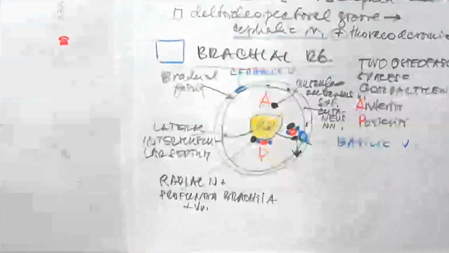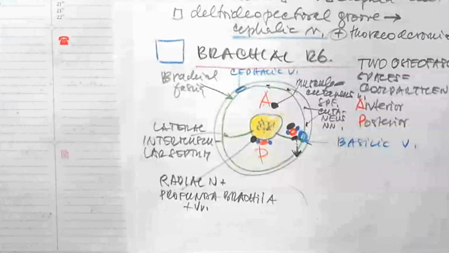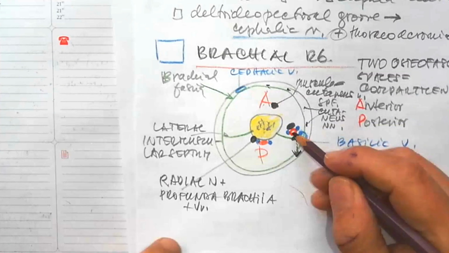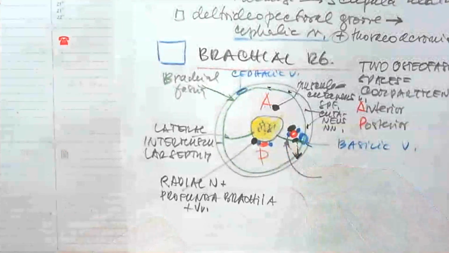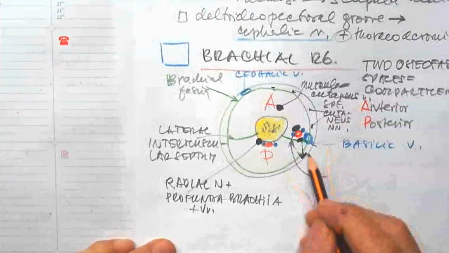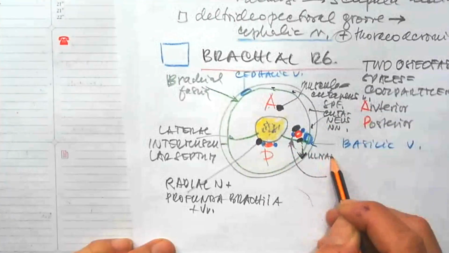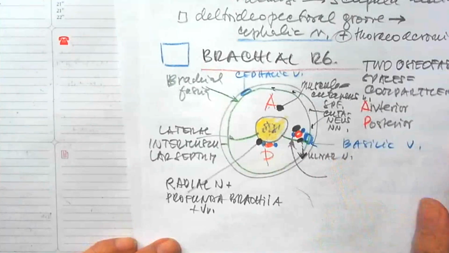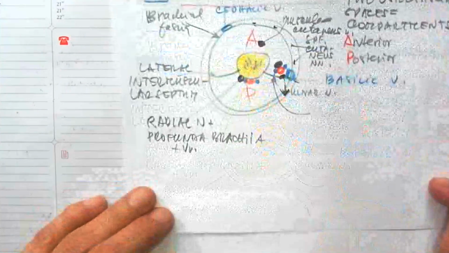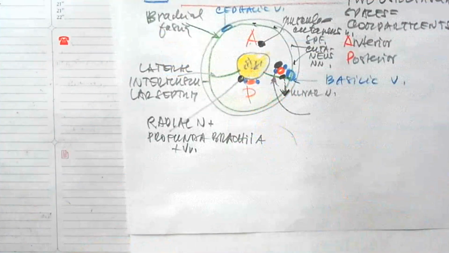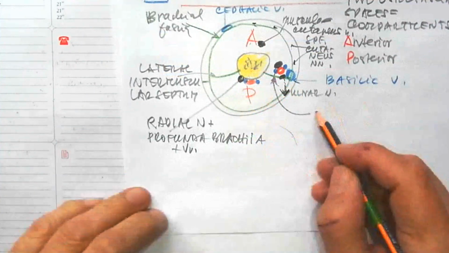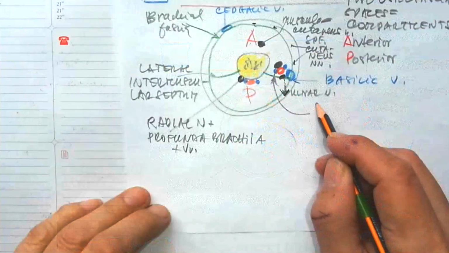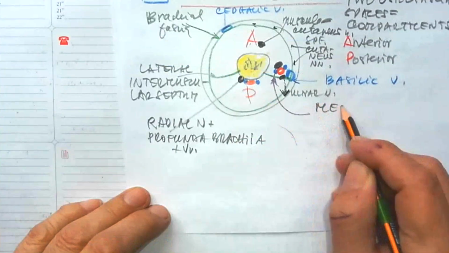So what we can do, we can use a different color, maybe this one, and describe all the structures together. I would say ulnar, because we see that the ulnar nerve moves ventrally. We know where, definitely close to the medial epicondyle. Then we could say that this is the median nerve.